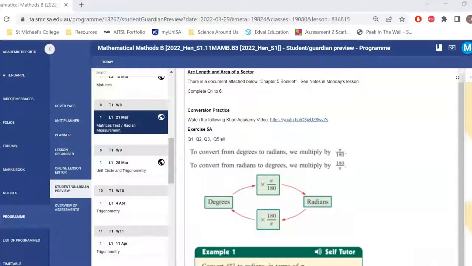In this tutorial video, we're going to look at converting between degrees and radians. So you can see here we've got a little flow chart which shows us if we want to convert from degrees to radians, we can multiply by pi over 180, or if we're wanting to go the other way, from radians to degrees, we could multiply by 180 divided by pi.